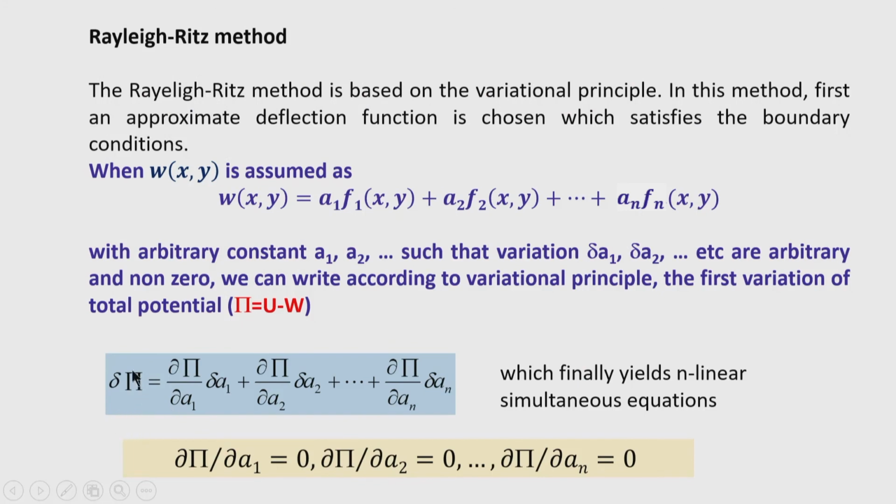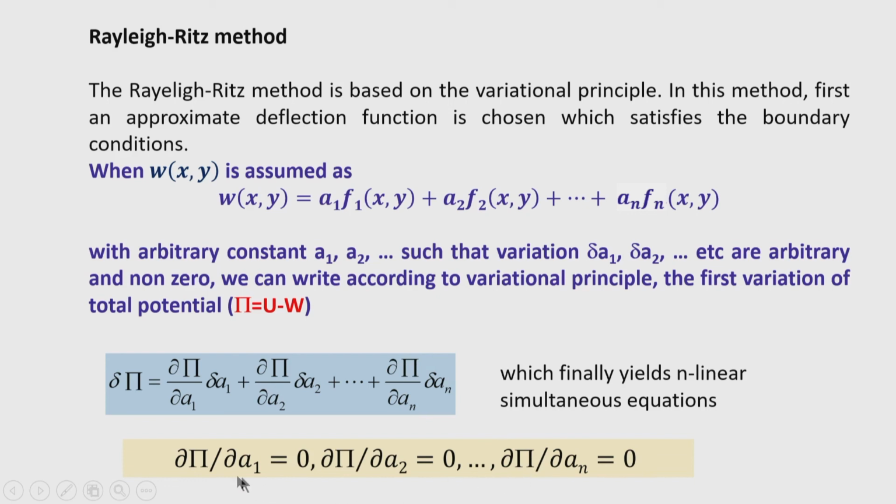Now, let us see: for any arbitrary variation of the total potential, the equation is written as del pi by del A1 into delta A1 plus del pi by del A2 delta A2 plus other terms, and finally del pi by del An into delta An. Since delta A1, delta A2 up to delta An are non-zero arbitrary constants, each individual coefficient must vanish, that is, del pi by del A1 equals 0, del pi by del A2 equals 0, and like that, del pi by del An equals 0.